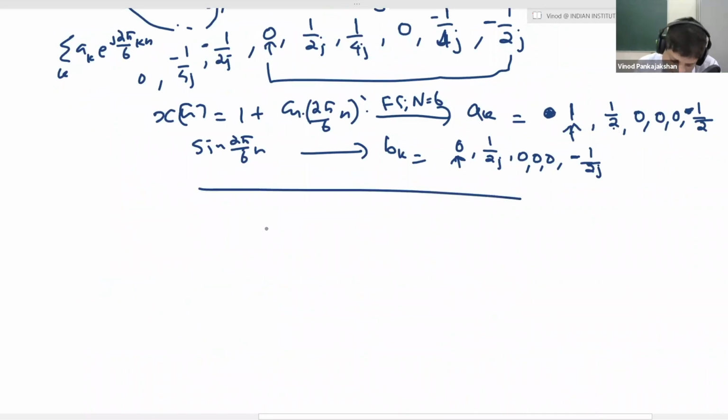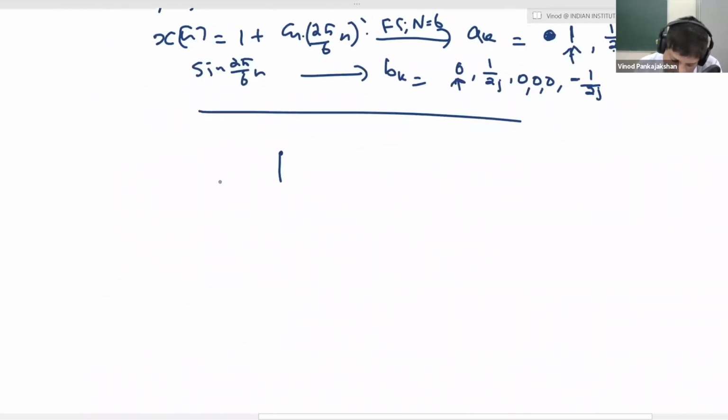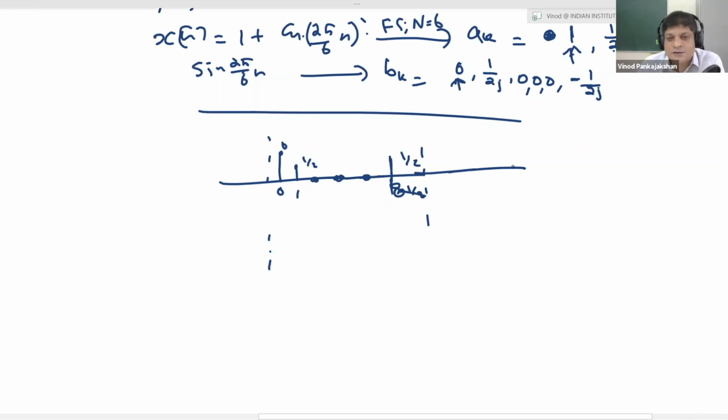So let us do it graphically. I am sketching the first signal. That one is 1, and next is 1 by 2. This is 0, 1. There are three zeros, and then 1 by 2. This is one period, 1, 2, 3, 4, 5, 6 values. It is 1 by 2. Okay, this is one period.